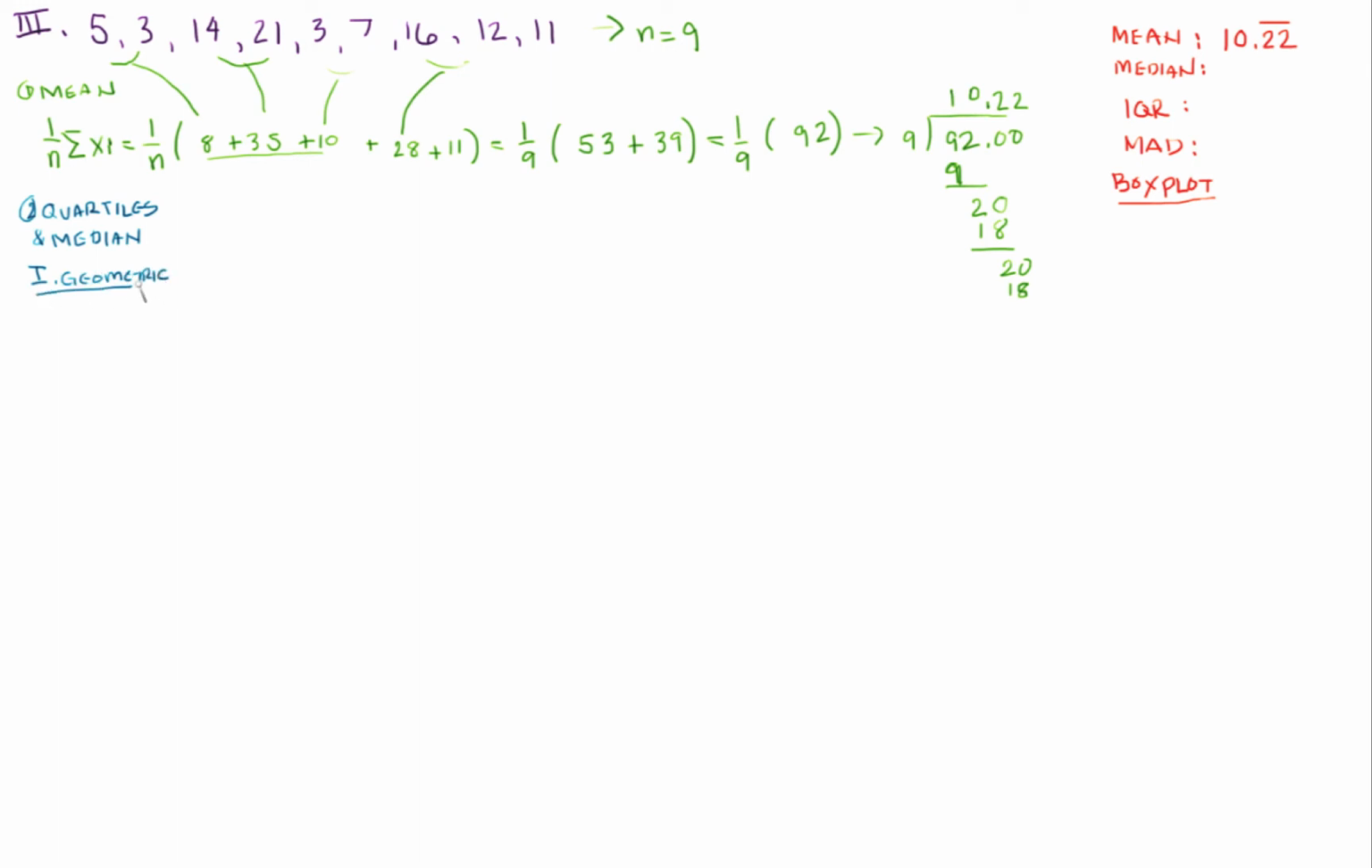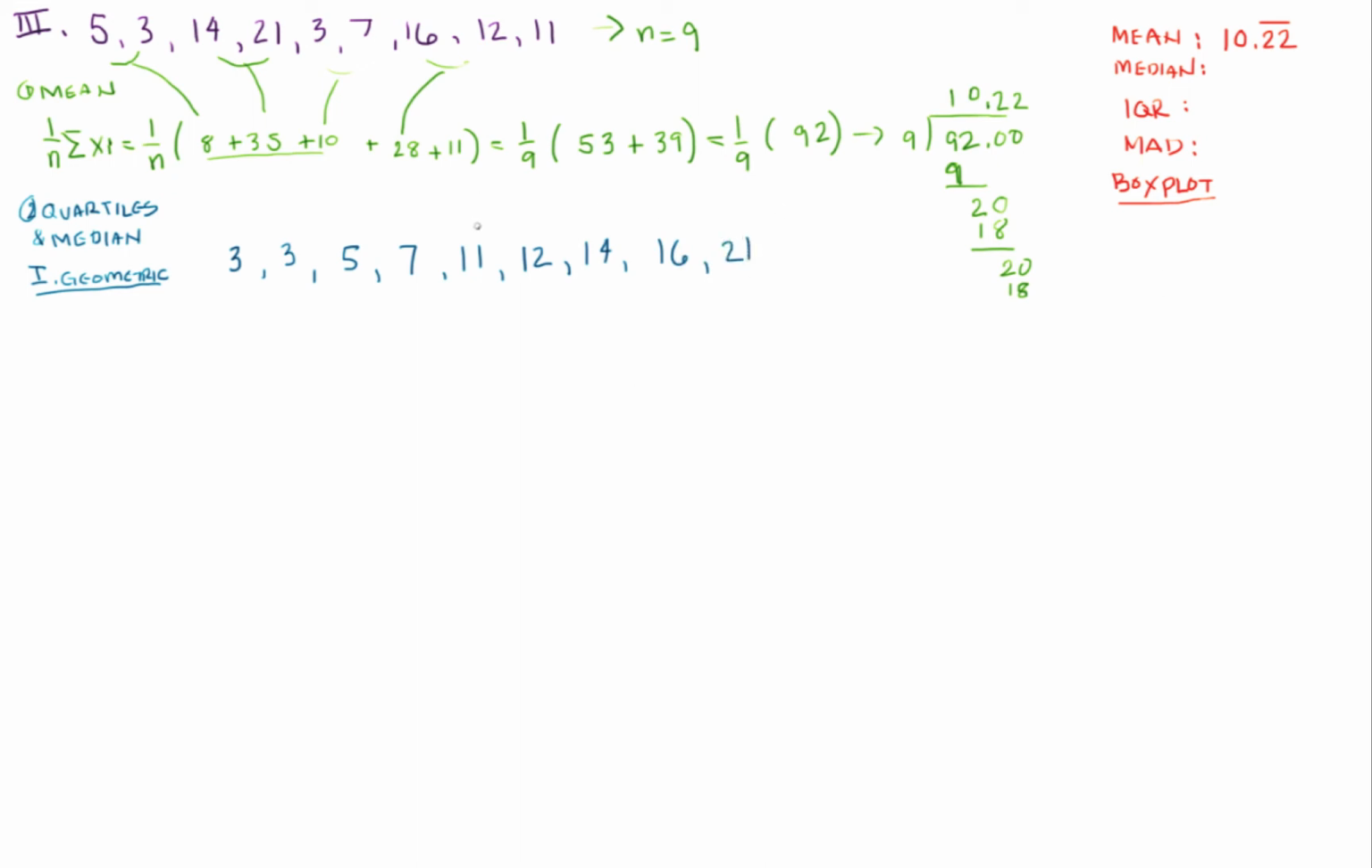So first of all, we're going to do the geometric, the simpler one, and we're going to do the algebraic in just a bit. So let's set them in order: 3, 3, 5, 7, 11, 12, 14, 16, and 21.